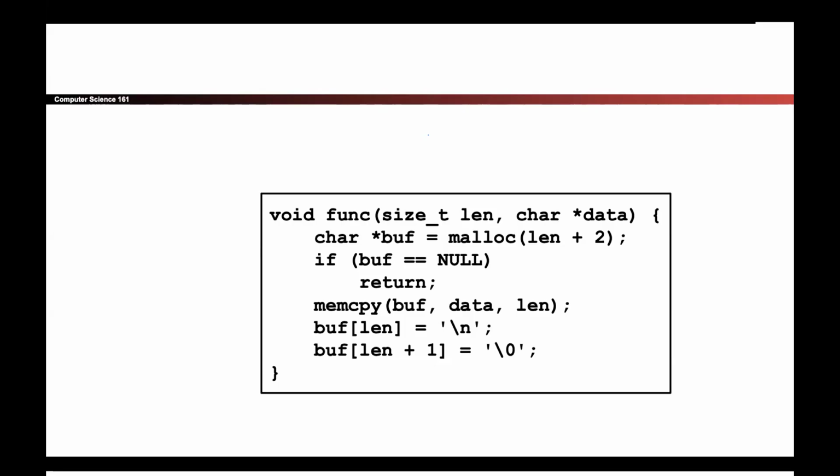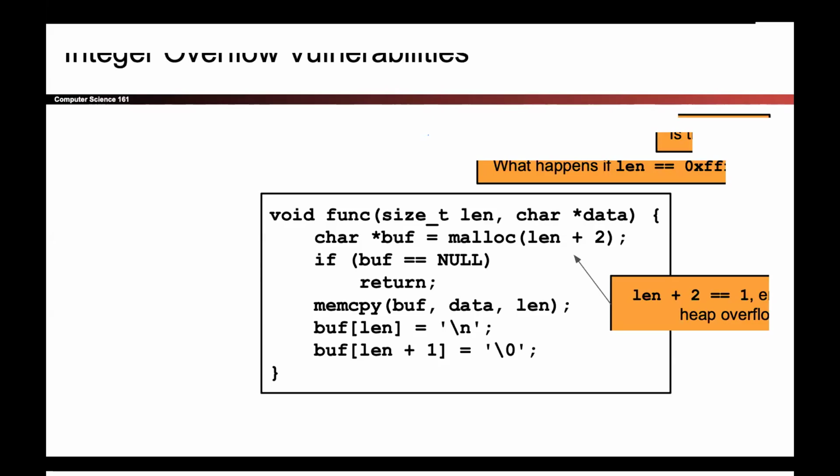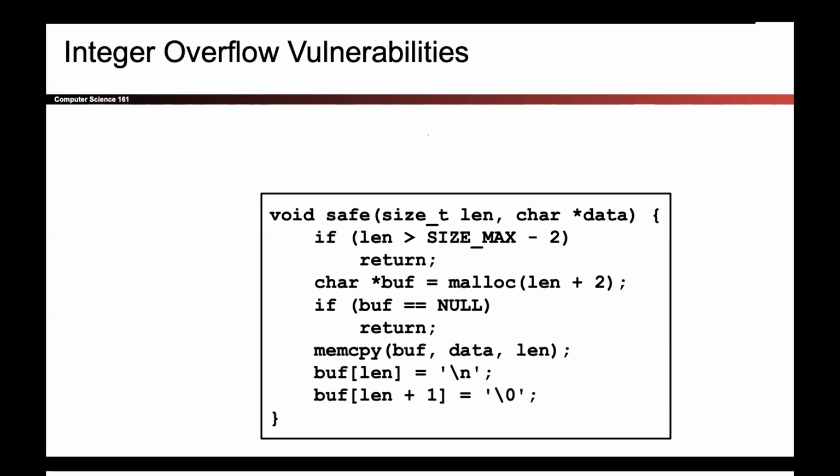Len has to be less than something. Yeah, less than 2 to the 32 minus 1, minus 2? I think minus 2. Maybe? I don't know, something like that. I think minus 2.